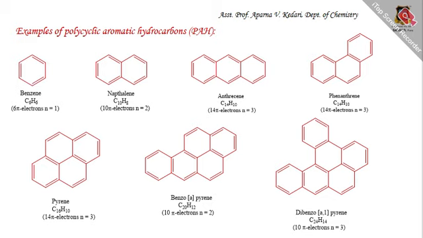Then pyrene, C16H10, also contains 14 pi electrons, it is aromatic. Then benzo[a]pyrene, C20H12. Then dibenzopyrene, C24H14, and it is aromatic in nature.